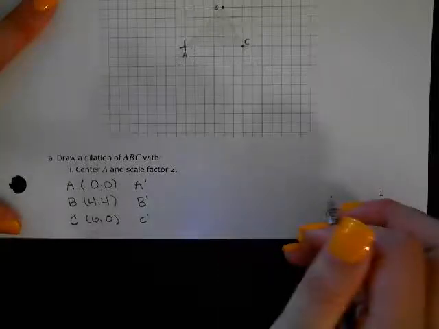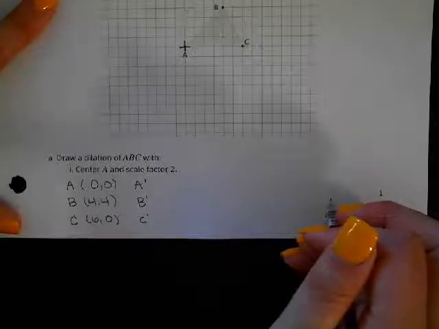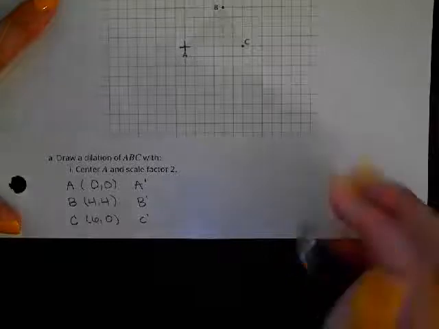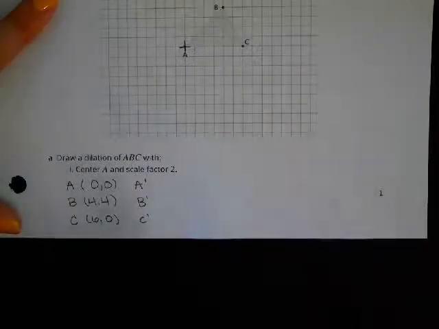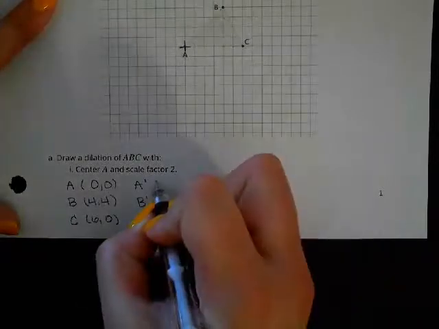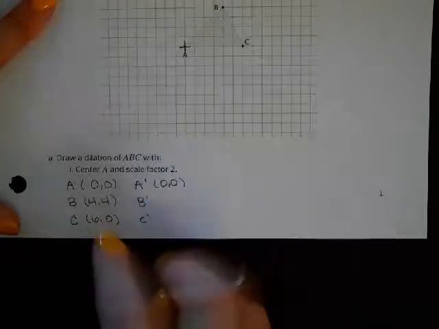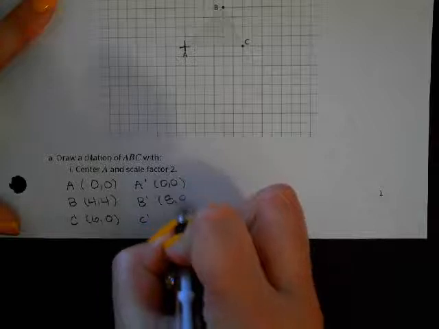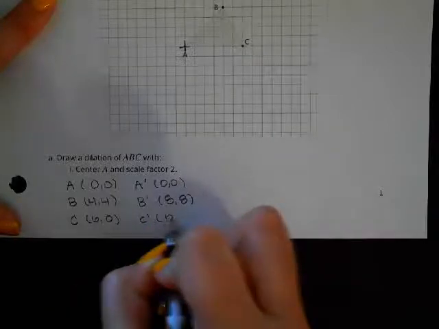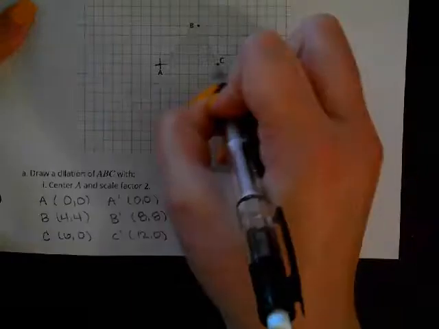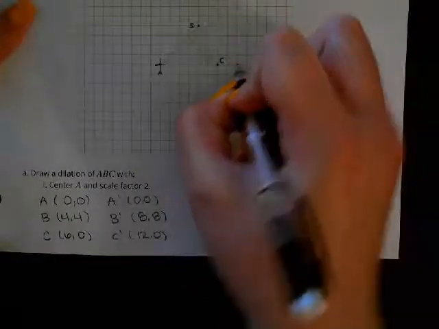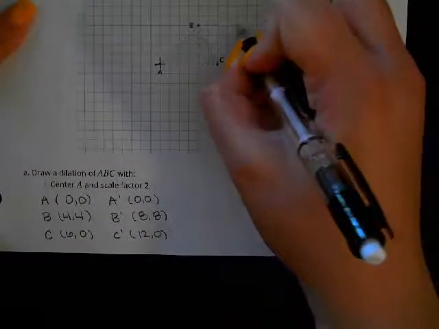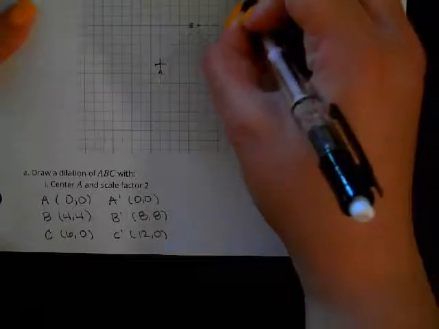It's important, you know? Okay, so we're multiplying everything by 2. So 0, 0 is going to stay 0, 0. What does 4, 4 become? 8, 8. And then 12, 0. Okay. So 6, 7, 8. 1, 2, 3, 4, 5, 6, 7, 8. Okay, so this is B prime. And then 8, 9, 10, 11, 12. There's C prime. Okay.